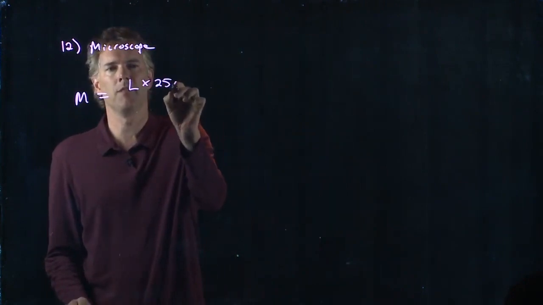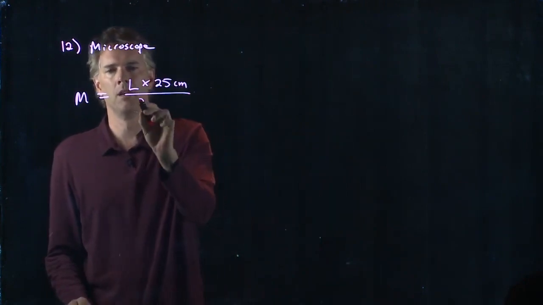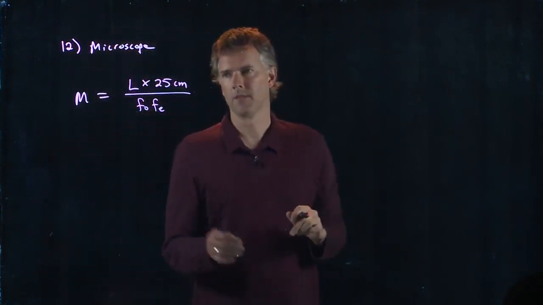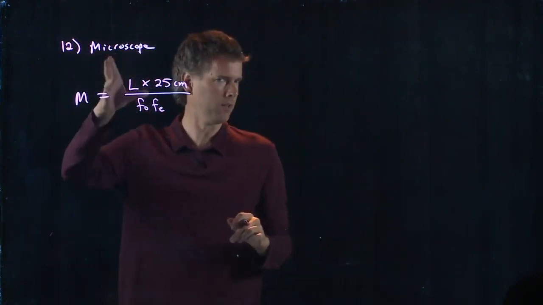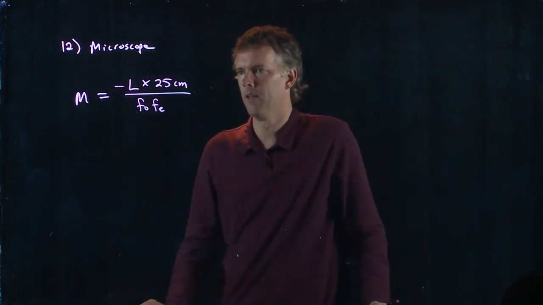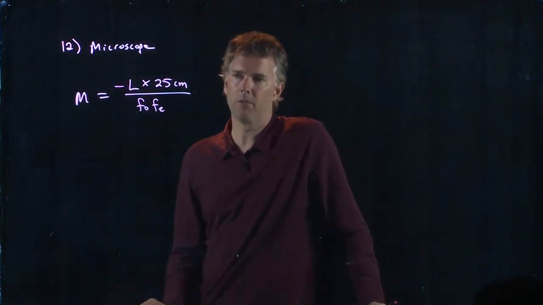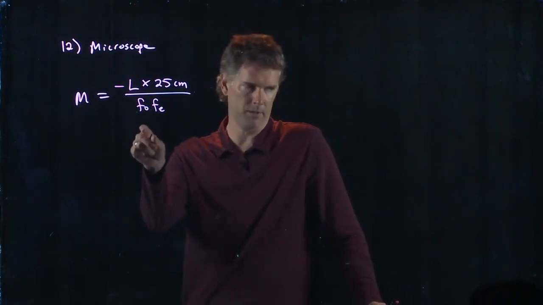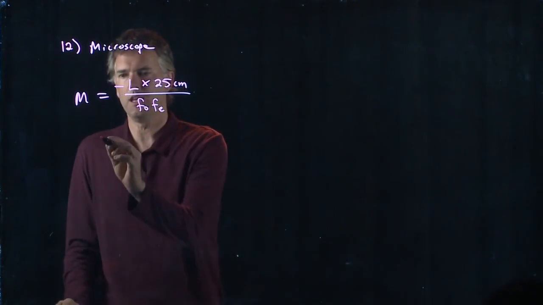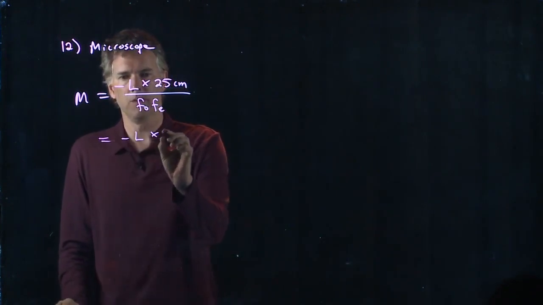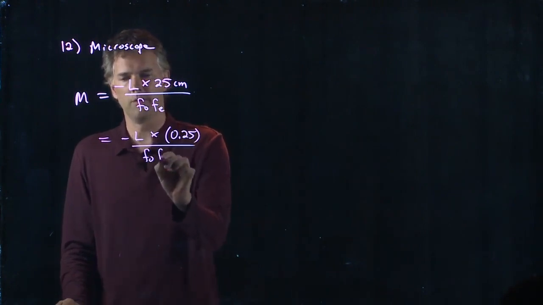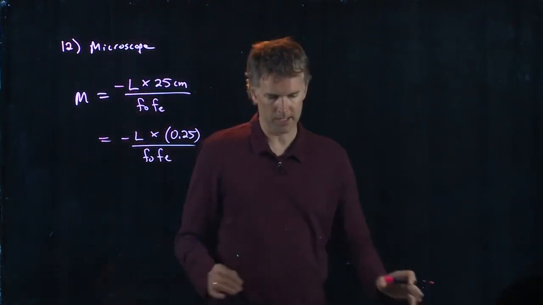L times 25 centimeters. Okay, that's right. And I think maybe there's a minus sign to say it's inverted, right? But we don't really care about whether the image is inverted or not. So it's L times 25 centimeters over the focal length of the objective times the focal length of the eyepiece. So if we're going to keep everything in SI units, then this should be 0.25 over the focal length of the eyepiece times the focal length of the objective.